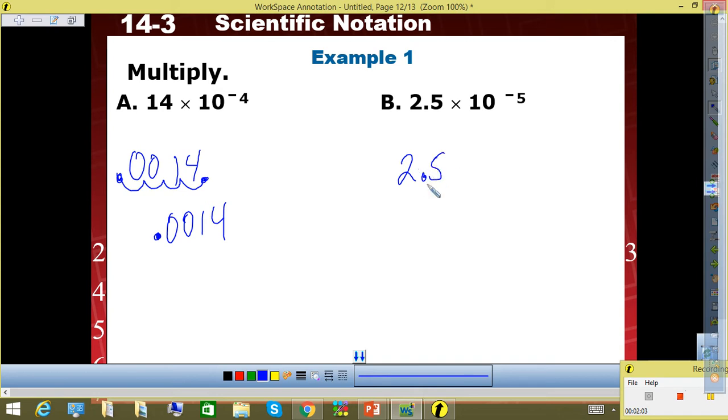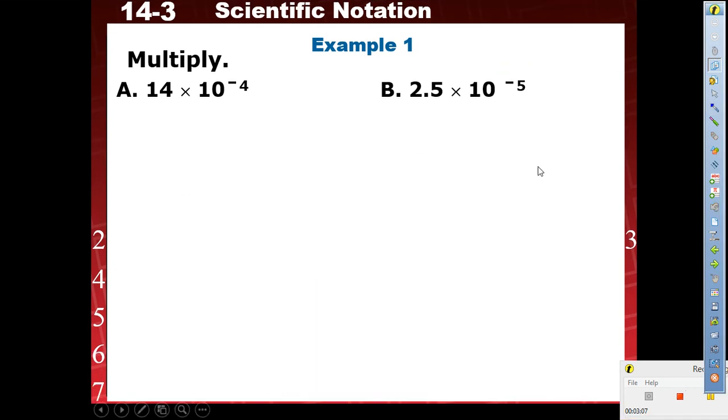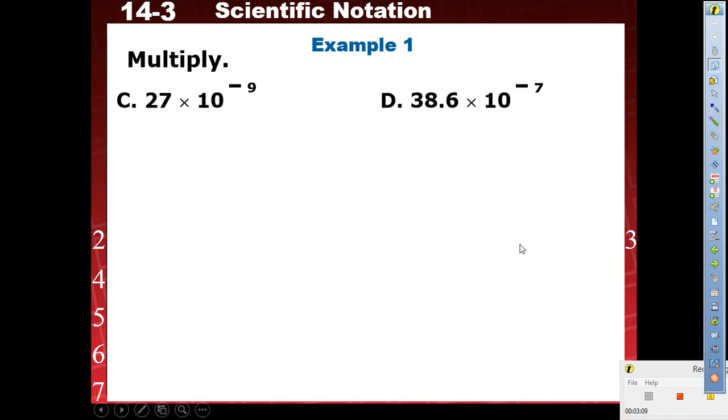We got 2.5, and we're moving the decimal. How many steps to the left? 5. 1, 2, 3, 4, 5. Add zeros to the empty spaces, so my new number is 0.000025. You see what we're doing? All right, so copy these next two on your paper. Example C and D. Let's see how you do with those.